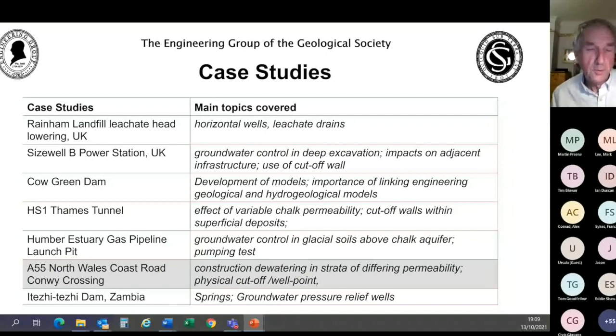So I'm going to talk in particular about just one of those case studies tonight, and that's the A55 North Wales Coast Road Conway Crossing. And that illustrates a number of different techniques of groundwater control relevant to the particular ground model that we had at the site. And there's also a little thing at the end which didn't go quite according to plan. So if we can have the next slide, please.